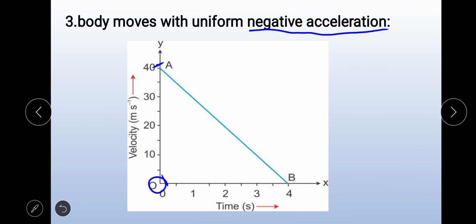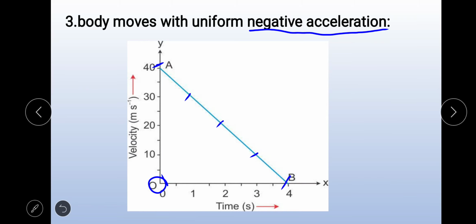At 1 second the velocity of the body decreases to 30 meter per second. At 2 second the velocity decreases to 20 meter per second. At 3 second the velocity decreases to 10 meter per second. Finally the body comes to rest at time t equal to 4 second.